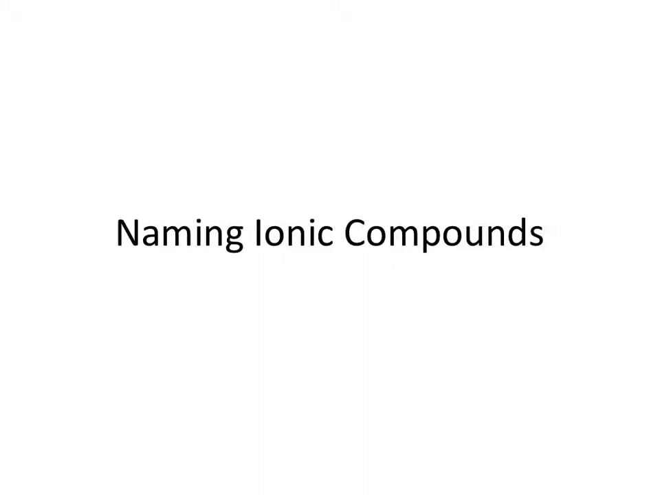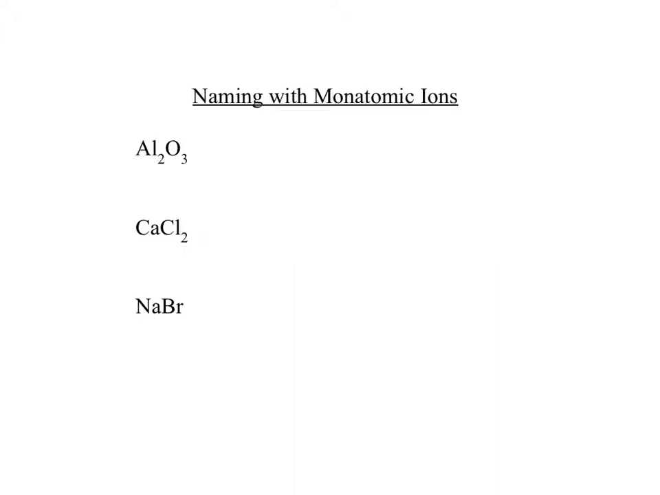Okay, so today I want to show you how to name ionic compounds. There's a couple different kinds that I have to go through, so I'm going to show you each one step at a time. Alright, so the first kind of ionic compound that you can have is made of just monatomic ions.